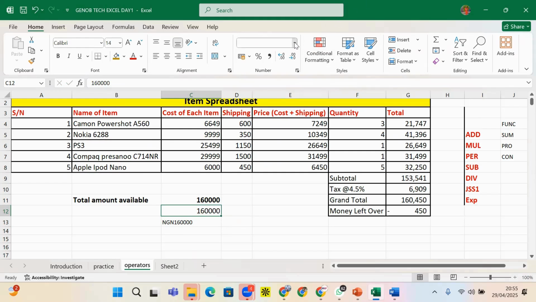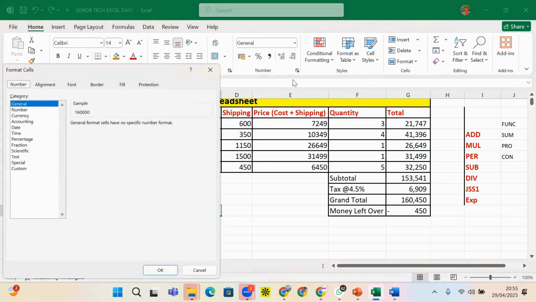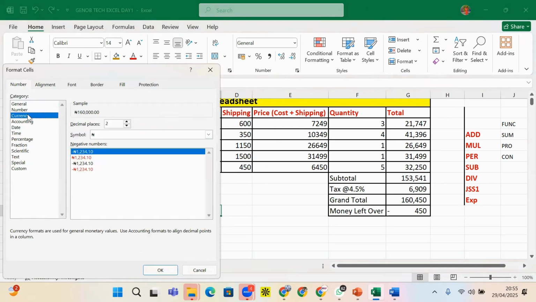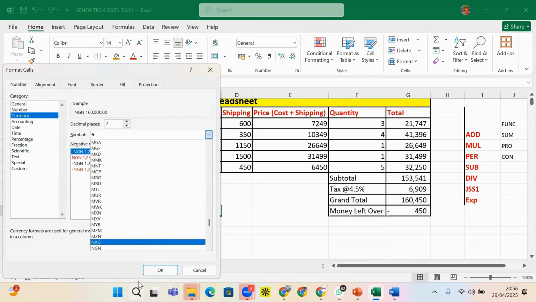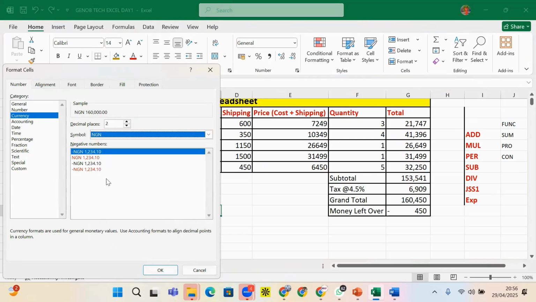But let me format it with currency. I come here, number format. This is the number panel under the home tab. I come to this number launcher to see more options. I come to currency. From currency, I want to check for NGN. So I come to where I have this symbol and type what? NGN. I have NGN here. I click on it and I click on OK.